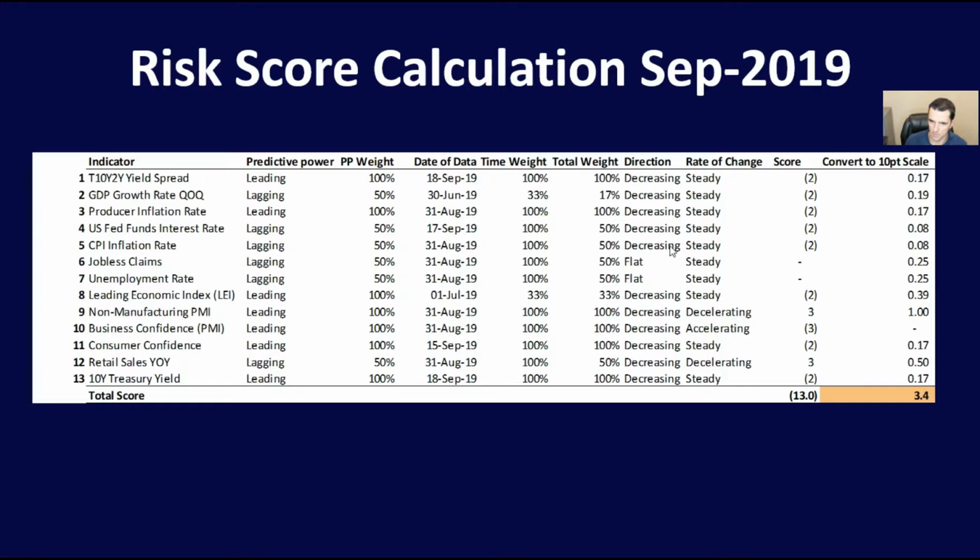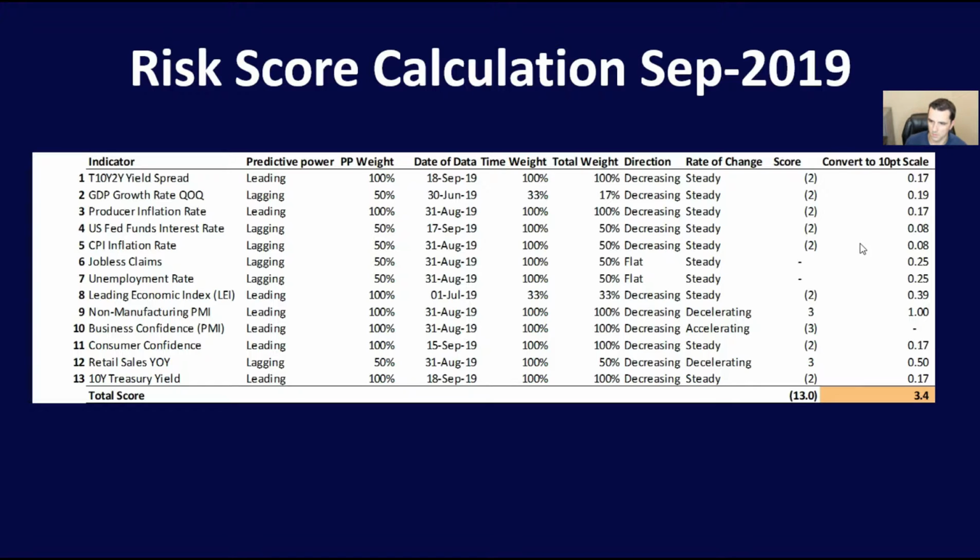Some of the other things that were decreasing at an accelerating rate: the yield spread between the 10 and the 2-year, the producer inflation rate, the US Fed funds interest rate, and the CPI inflation rate. Those are all still decreasing, but not as aggressively as they seem to be in August.